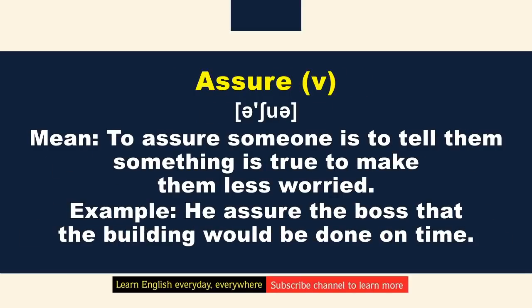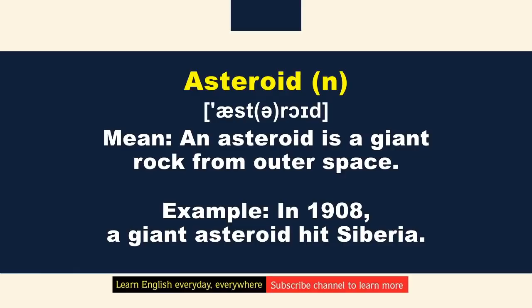Assure. To assure someone is to tell them something is true to make them less worried. He assured the boss that the building would be done on time. Asteroid. An asteroid is a giant rock from outer space. In 1908, a giant asteroid hit Siberia.